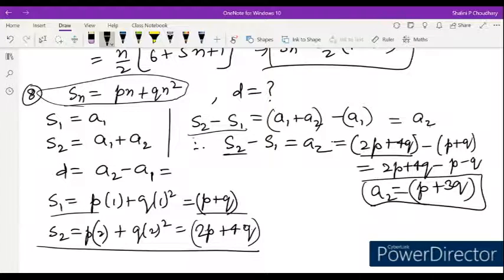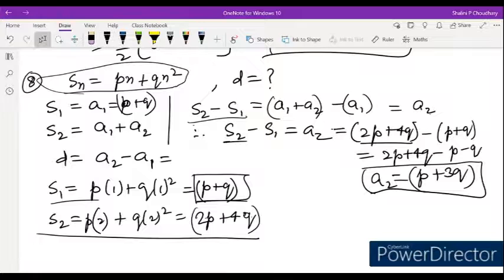Okay, and what will we get as the value of A1? A1's value will be P plus Q, because S1 is equal to A1. Now we have to write down the value of D, which is second term minus first term. Why? See, the sum of one term will be equal to the first term, sum of two terms will be first term plus second term. So S2 minus S1 will be equal to A2, the second term, and the difference between the second term and first term is D.